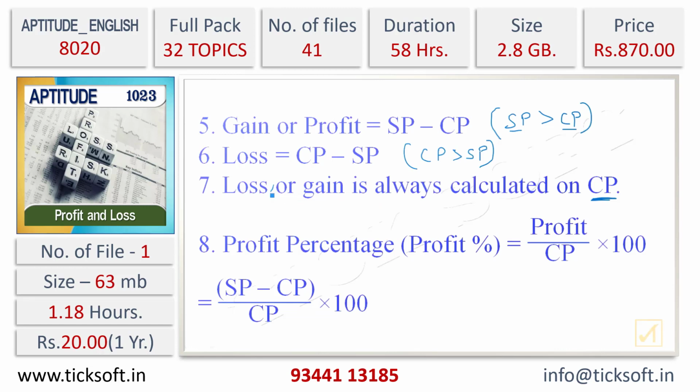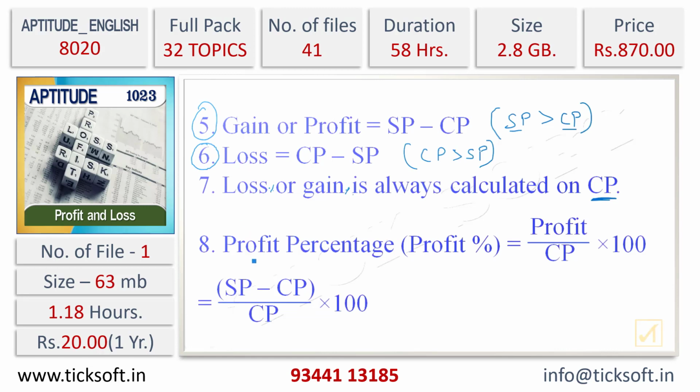That is, the loss percentage or gain percentage are always calculated on CP, because based on the cost price only we can find whether there is a gain or a loss. So the loss percentage or gain percentage is always calculated on the cost price. Now we have seen two formulas: one for finding profit and another for finding loss.